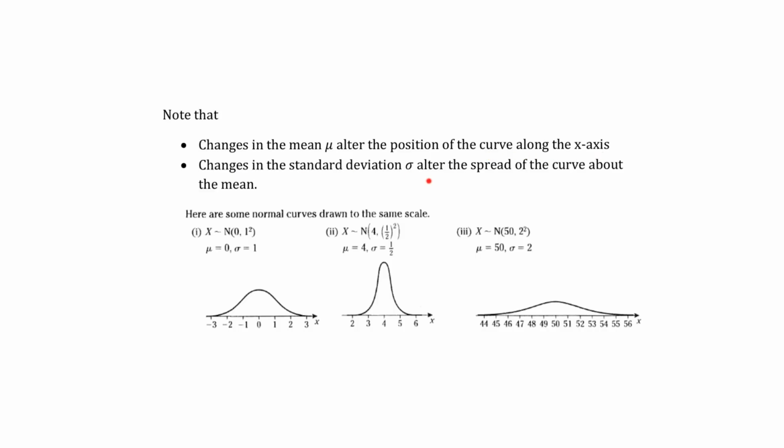However, changes in the standard deviation alter the spread of the curve about the mean. If the standard deviation was 1 in this case, then let's say this is the shape. Now if the standard deviation is decreased to half, then the spread would also be decreased. And since the spread is decreasing, the peak would be raised up because the total area needs to be 1, right? Similarly, if the standard deviation is increased, then the spread would also be increased.